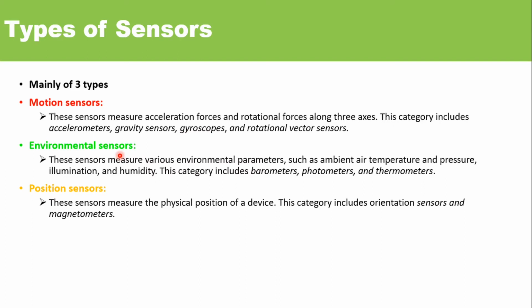Then you have the environmental sensors. These sensors measure various environmental parameters such as ambient air temperature and pressure, illumination, and humidity. This category basically includes barometers, photometers, and thermometers. Now lastly, for your position sensors, these sensors essentially measure the physical position of a device, right? So this category includes orientation sensors and magnetometers, okay?